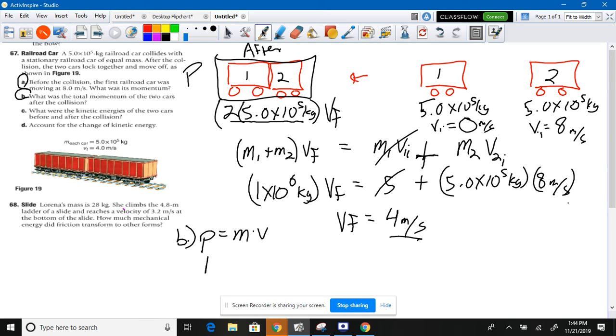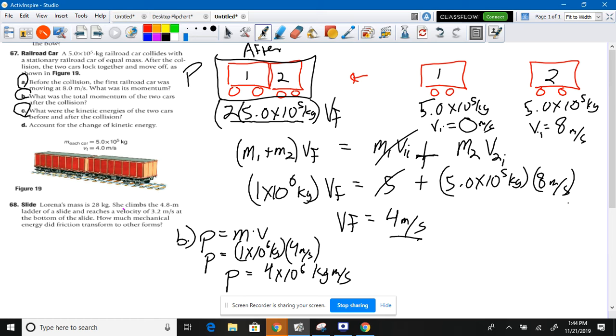That was 1,000,000. So it was 1 times 10 to the 6th kilograms times 4 meters per second. I'm assuming that's 4 million. Yep. 4 times 10 to the 6th kilogram meters per second. Now for number C, guys: what were the kinetic energies of the two cars before and after the collision? How do you do kinetic energy? What is the equation for those? 1/2 mass times velocity squared.